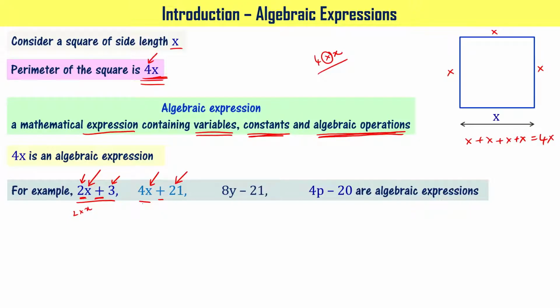That's why 4x plus 21 is also an algebraic expression. Similarly, 8y minus 21 is an algebraic expression, right? And 4p minus 20 is also an example of algebraic expressions. Got it?